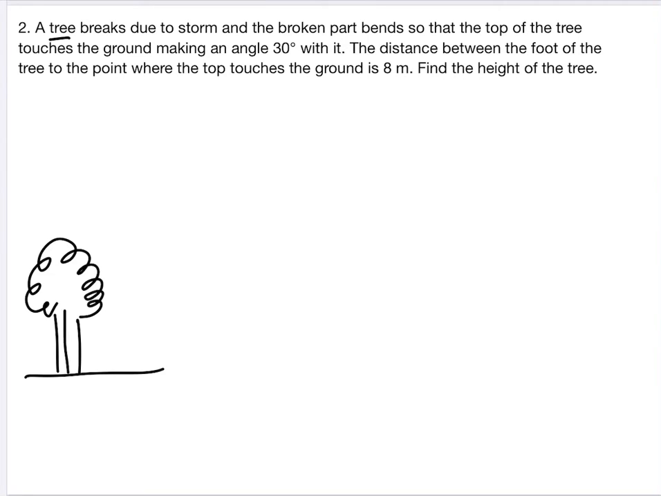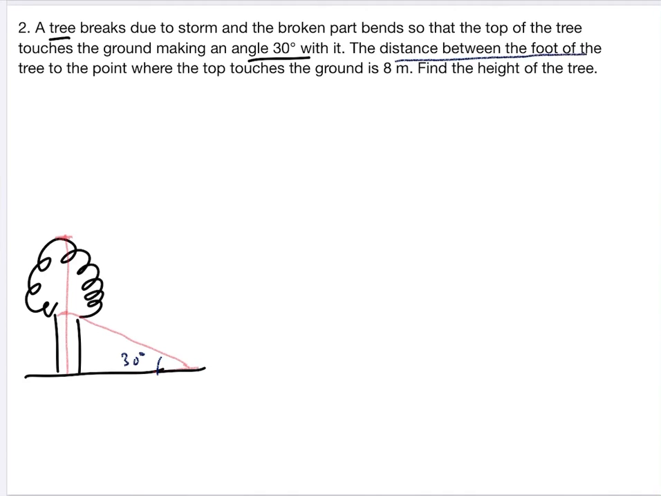We can show the tree like with a straight line. Okay. Or let me select another color to represent it. Till here. Now it has broken down from somewhere and it has made 30 degree angle with the ground. So this angle is 30 degree. This one. Okay.